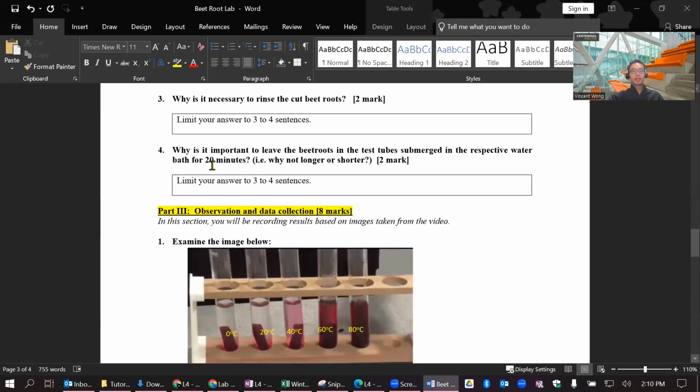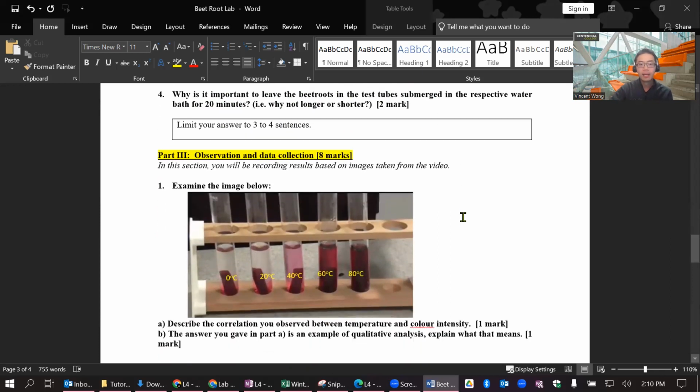This is another one. Why is it important to leave the beetroot in the test tube submerged in the respective water bath for 20 minutes? In the video, the lady said we'll dip them in the water bath for 20 minutes, and then you will put the beetroot in. So why not longer? Why not 30 minutes? Why not like 10 minutes? You have to explore both sides in order to get full marks.